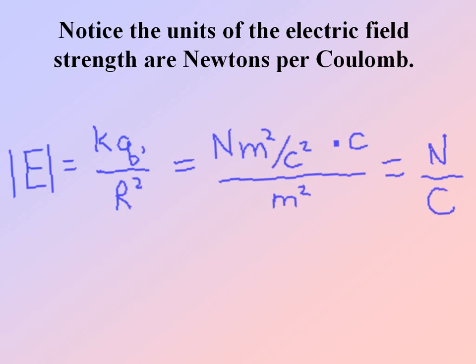Notice the units of the electric field strength are newtons per coulomb. If we take the equation E is equal to k Q1 over r squared, the units for k are newton meter squared per coulomb squared. If we multiply that by coulombs and divide by meters squared for r squared, notice that the meters squared on top are cancelled by the meters squared on the bottom. Then one of the coulombs in the coulomb squared in the denominator is cancelled by the coulombs of Q1. All we're left with is newtons per coulomb.